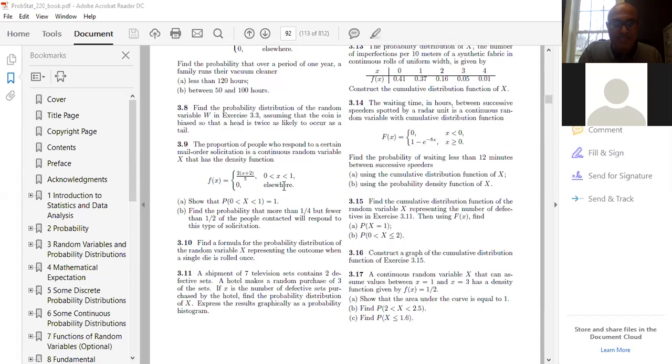Let's go for 3.11. It says that a shipment of 7 television sets contains 2 defective sets. A hotel makes a random purchase of 3 of the sets. If X is the number of defective sets purchased by the hotel, find the probability distribution of X. Express the results graphically as a probability histogram. This example is quite simple because we already did this type of example. We first need to define the function. So keep this example 3.11 in mind, and let's share the screen again.